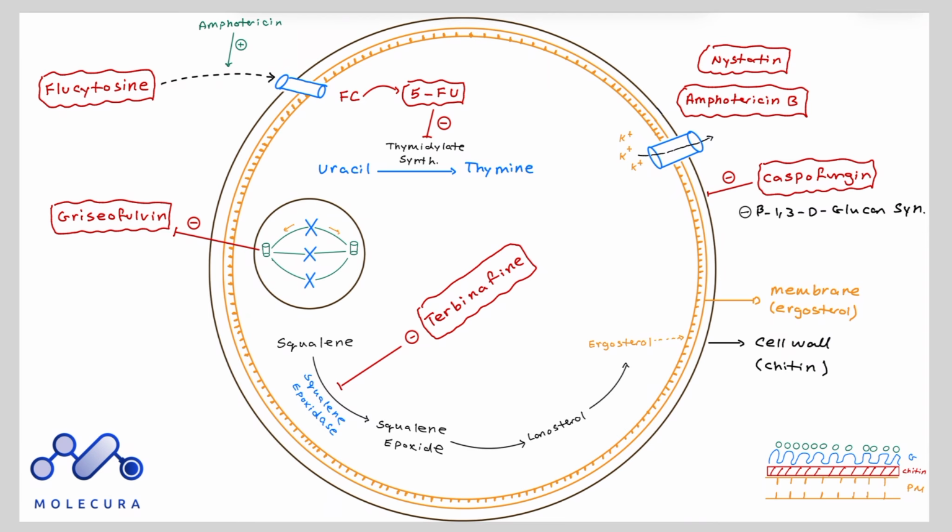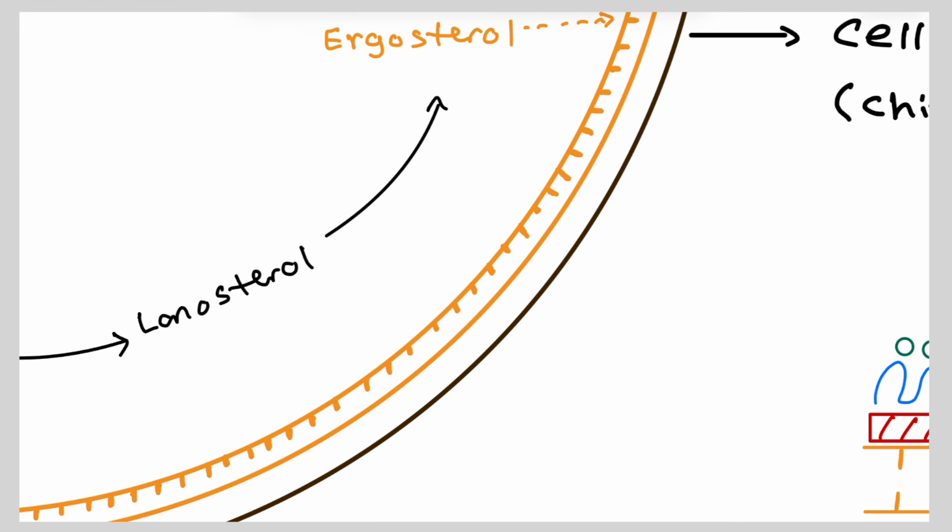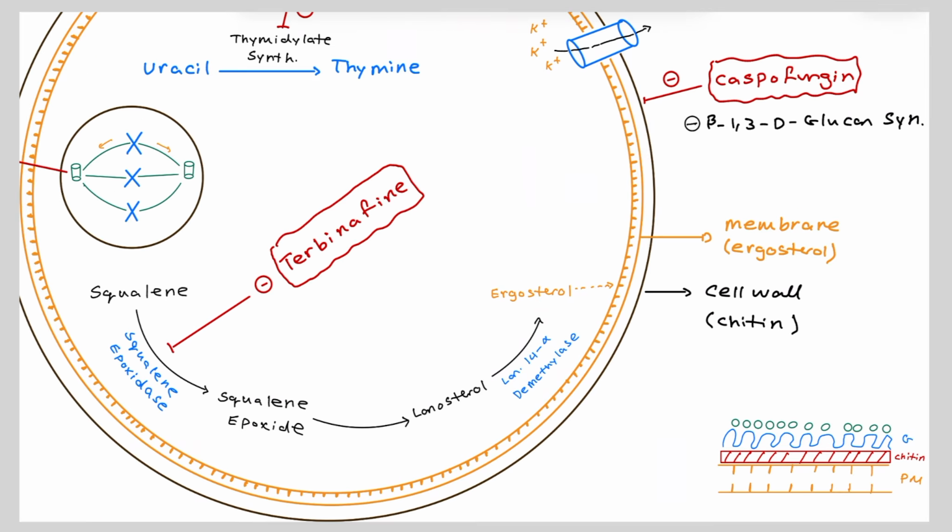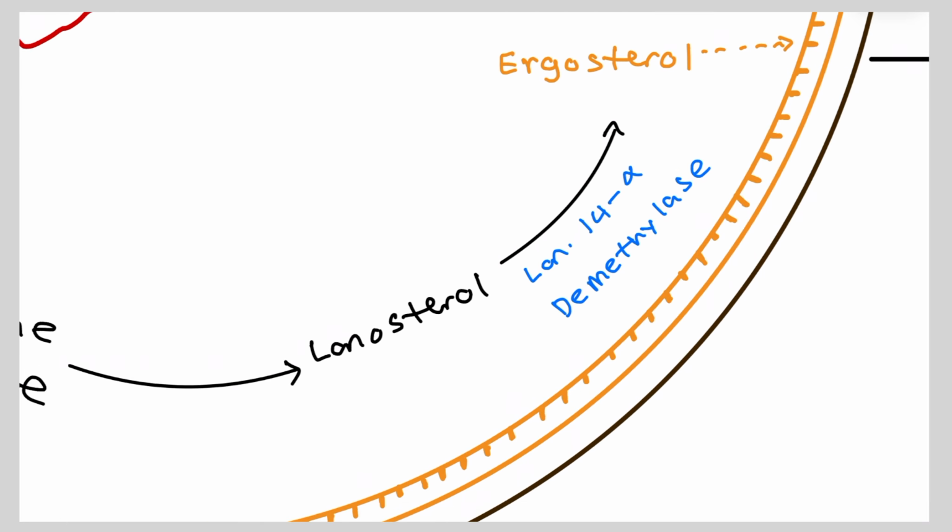So there is another enzyme over here that is going to be called lanosterol 14 alpha demethylase. 14 alpha demethylase is one of the enzymes that is going to be working on converting lanosterol into ergosterol. There are more reactions happening here, but again, for the sake of simplicity of the diagram, we are going to show it like this.